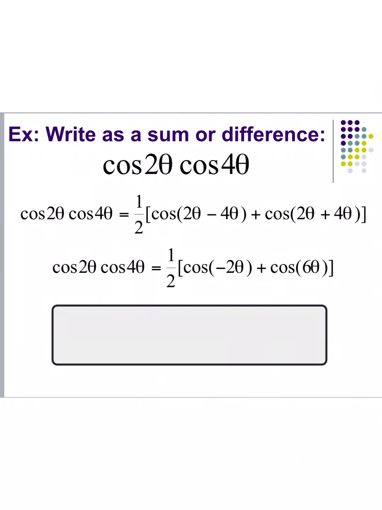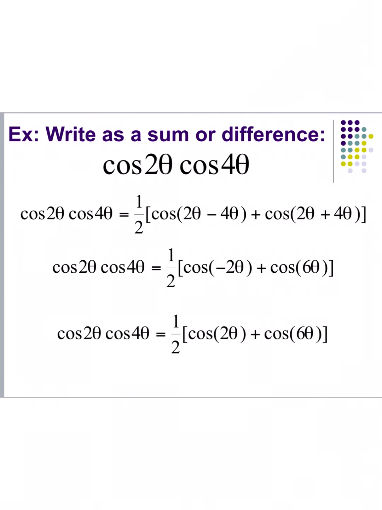And we get 1/2 cosine of negative 2 theta plus the cosine of 6 theta. And at this point, we want to simplify using our even and odd identities and try and recognize, since we have the cosine of negative 2 theta, how do I simplify that negative sign? And in this case, the cosine of negative 2 theta is the same as the cosine of positive 2 theta. So the negative sign just disappears, and we have our final answer written as a sum.